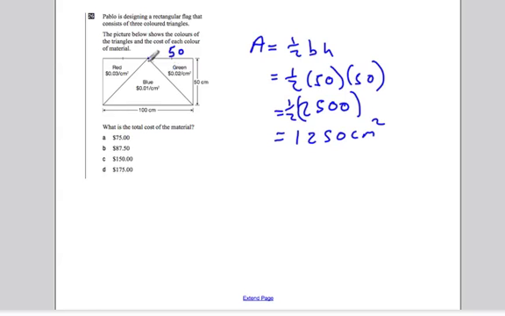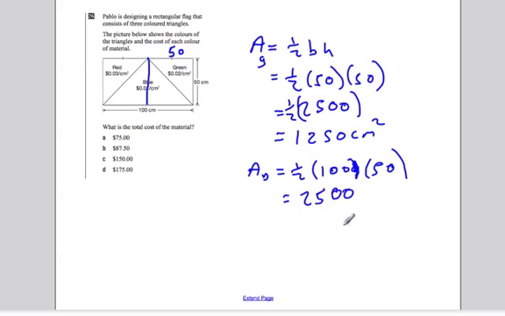And you're going to have to continue on doing the same thing here, the area of the blue. So this is for the green. The area of the blue is 1/2 times 100 times 50, which is equal to 1/2 times 100 is 50, 50 times 50 is 2,500 centimeters squared. And the area of the red will be the same as the area of the green. So that will be 1,250.